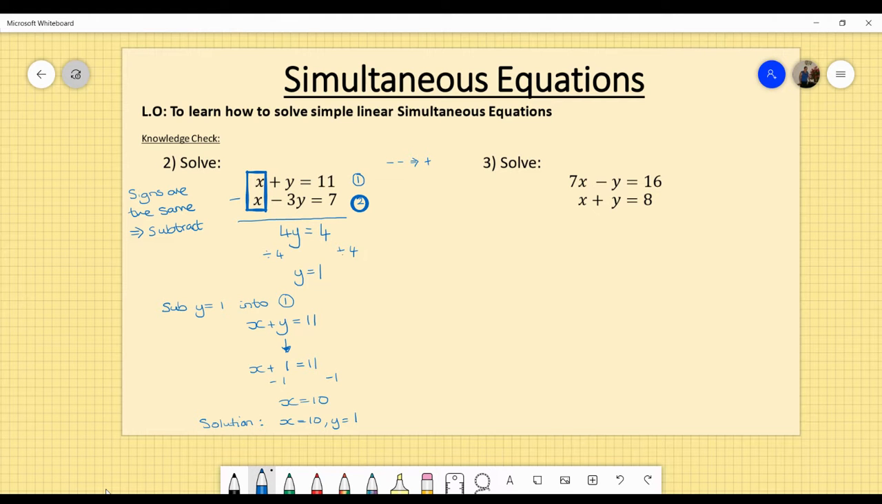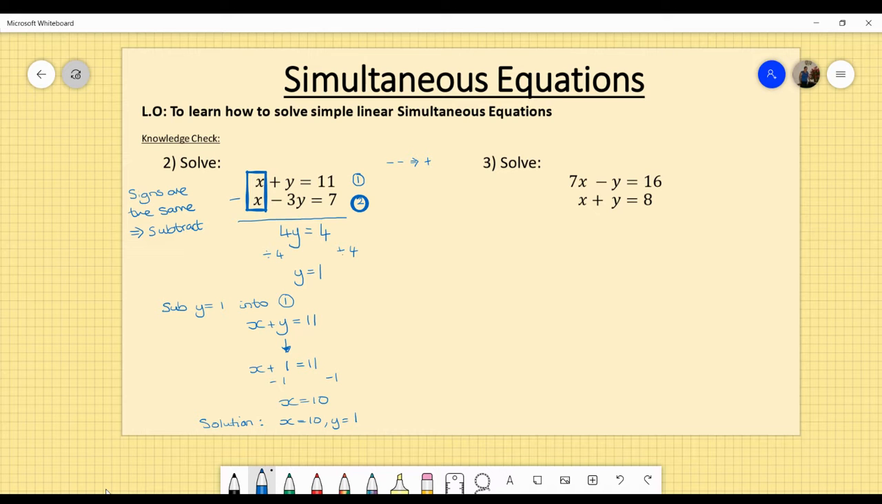And again, you can check it in the other equation. So equation 2 we haven't used. That's going to be x is 10 minus 3 lots of 1. So 10 take away 3 does in fact give me 7. So if you're doing an exam question on this, you can always self-check and make sure that you have it correct. Right, so let's have a look at question 3.